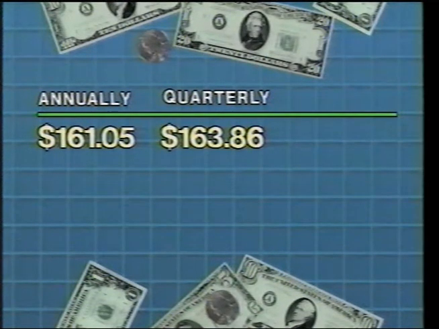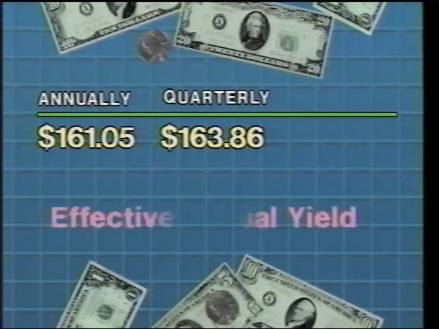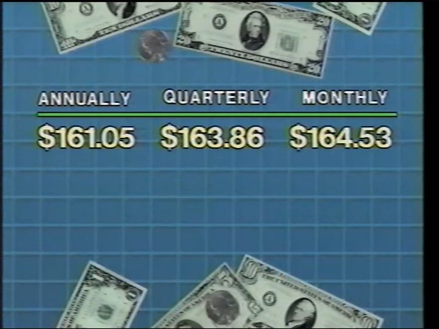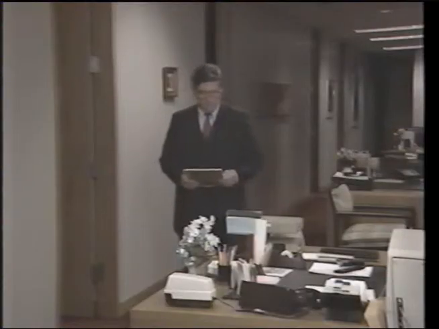Since you earn interest more frequently, your yield, called the effective annual yield, is really more than 10% of your principal. If the interest were compounded monthly, the 5-year accumulation would be even more, $164.53. Well, it seems like Dave has it made. If he can only find a bank that compounds interest every minute or every second, then he'll really be in the money, right? Unfortunately not.